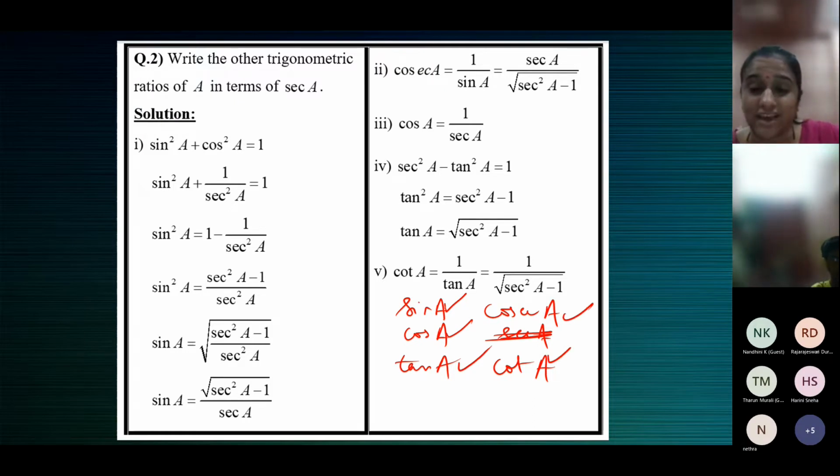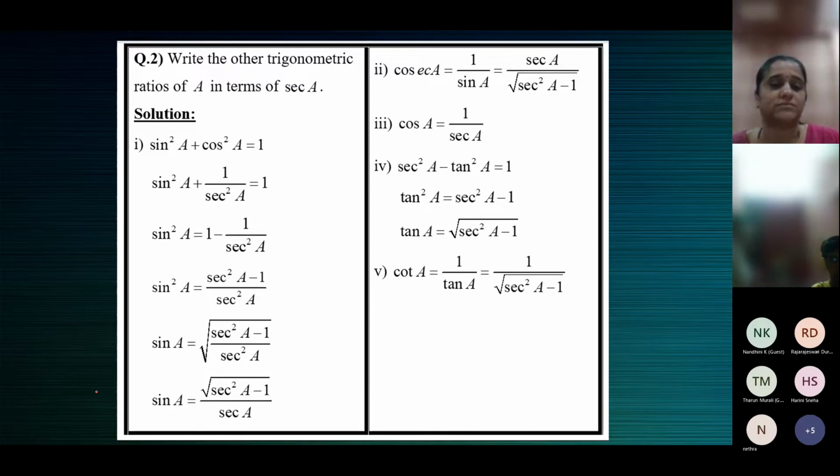Sorry, you'll have to write sin A, cos A, tan A, cosecant A, and cot A in terms of secant A. So you should write all the other 5 ratios in terms of secant A.